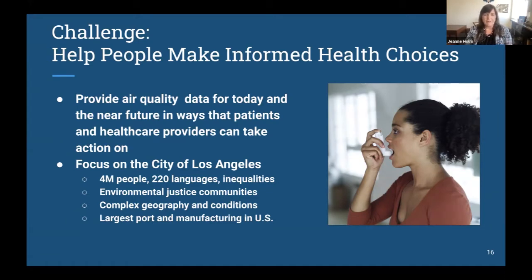So this is our demographic. 220 languages are spoken, so we need to think about multilinguality. And as I've mentioned before, there's huge inequalities between the way in which we measure, gather data, and communicate to different communities around the city. There's environmental justice issues. We have this complex geography and conditions.